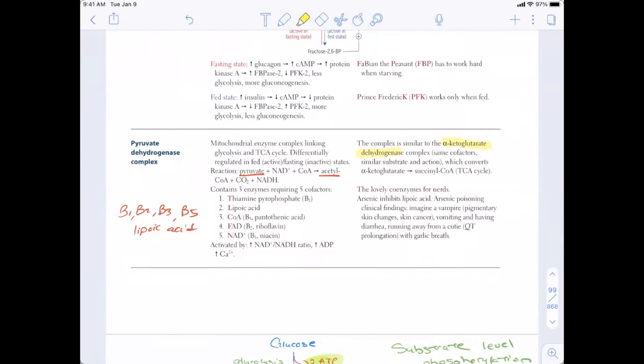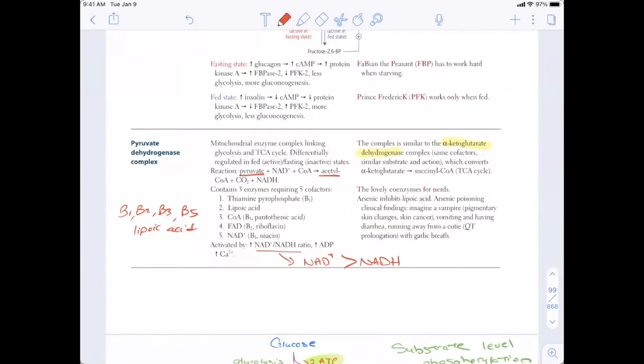Okay, so let's start getting technical with it. One of the key things it talks about here is that this process is activated by an increase in NAD to NADH ratio. What does that mean? An increase in NAD to NADH ratio tells me that at this point, I have more NAD than NADH. That's what triggers this to happen.